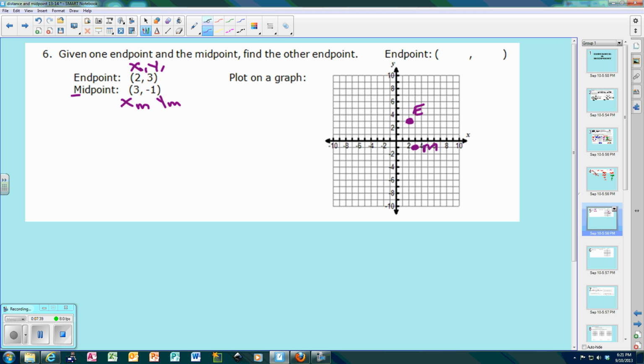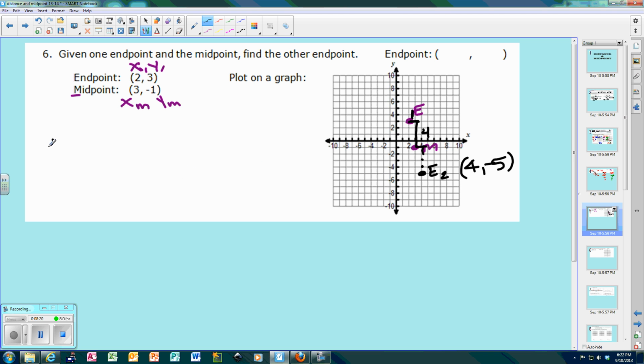So what I'm going to do is I'm going to think, okay, from here to here is one space. So there's 1. And then from here down is 1, 2, 3, 4. So if I went to the right 1 and down 4, then from here I need to go to the right 1 and 1, 2, 3, 4, down 4. So my other end point, so I'll call this endpoint 2, should be at 4, -5. 4, -5. So now, let's do the math and let's see how it works out.